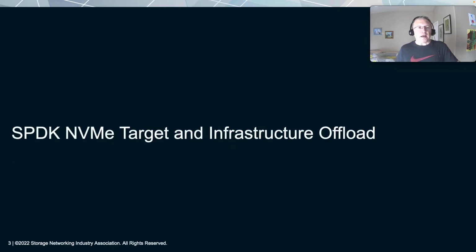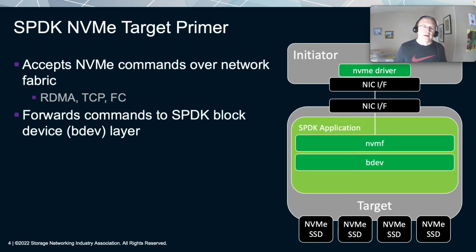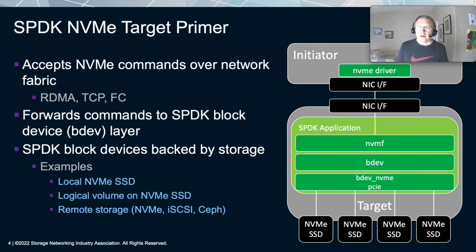Okay, so to start out, SPDK NVMe target and infrastructure offload. Just a little bit of a primer. SPDK has a fully functioning NVMe target in tree. Primarily for fabrics, it accepts NVMe commands over some network fabric: RDMA, TCP, Fibre Channel. It then forwards those commands to the SPDK block device, or what we call the bdev layer. And then those commands are eventually processed by some actual storage.